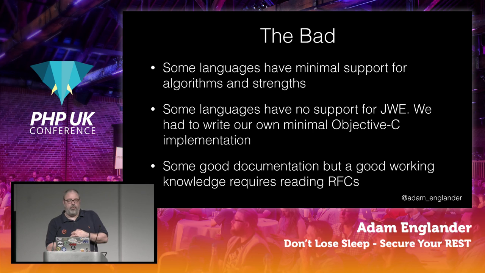Some languages have minimal support for algorithms and strings. So we've had to actually submit pull requests for enabling RSA OAEP 256. It's not a requirement for an implementation; it's an optional implementation. Some of them don't have it. Some languages have no support for JSON web encryption, like Objective-C. We had to actually write our own minimal implementation for the stuff that we did. And unfortunately, we didn't find that out until like a week before everything was supposed to go live.